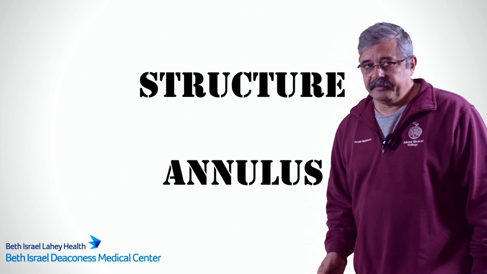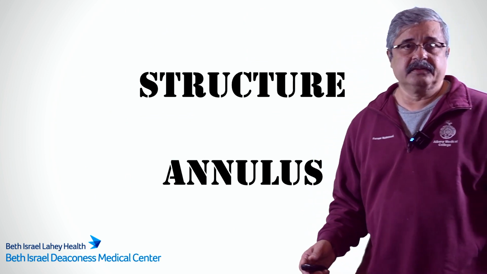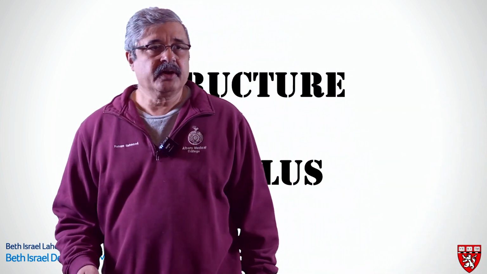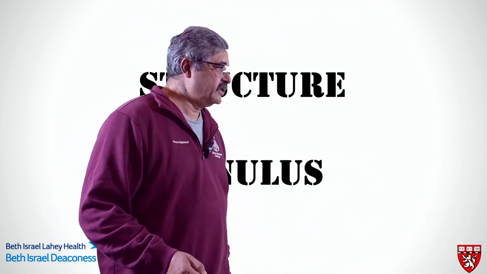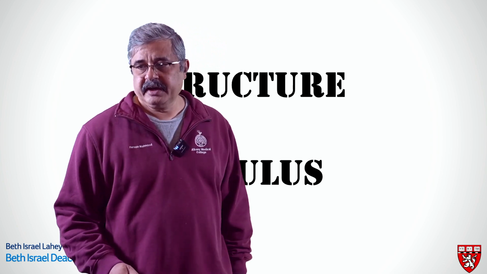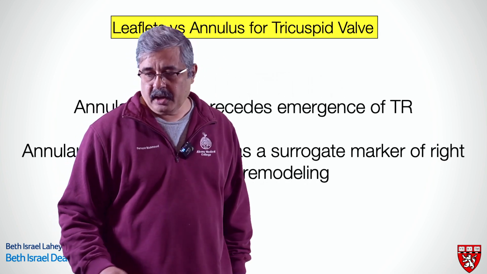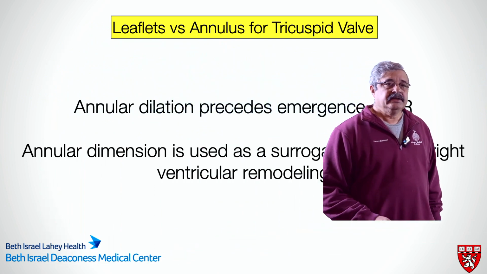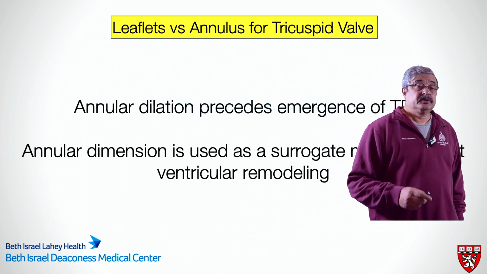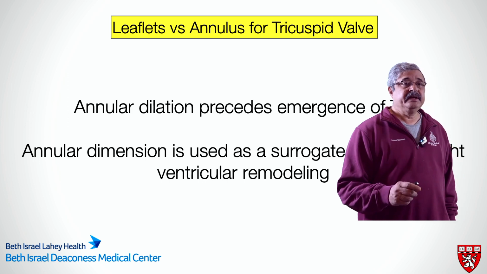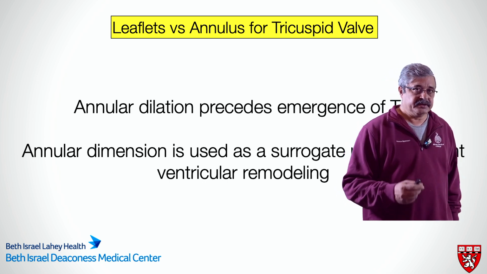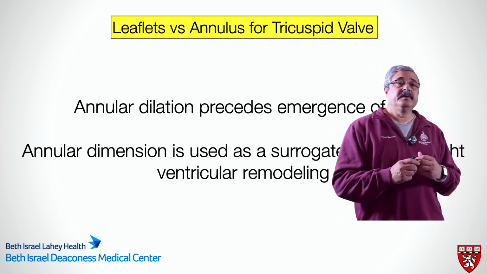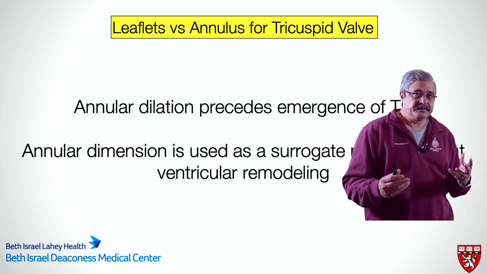So now we come to the more important, more controversial topic, and that's the tricuspid annulus. This is a little bit more complicated than the identification of the leaflets, but we'll try to again make it very simple. Now, here's the more important thing, that tricuspid annular dilation precedes emergence of tricuspid regurgitation, which means the tricuspid annulus dilates before the patient has overt tricuspid regurgitation.